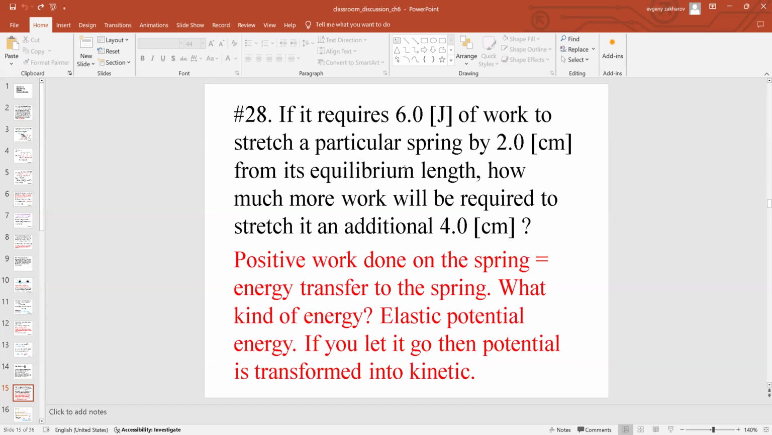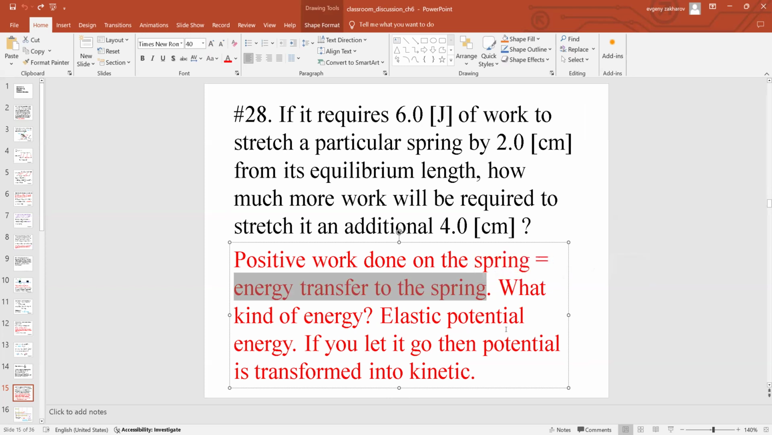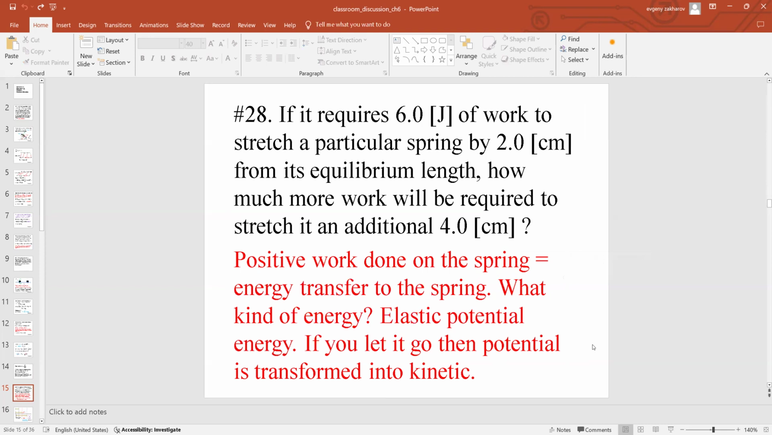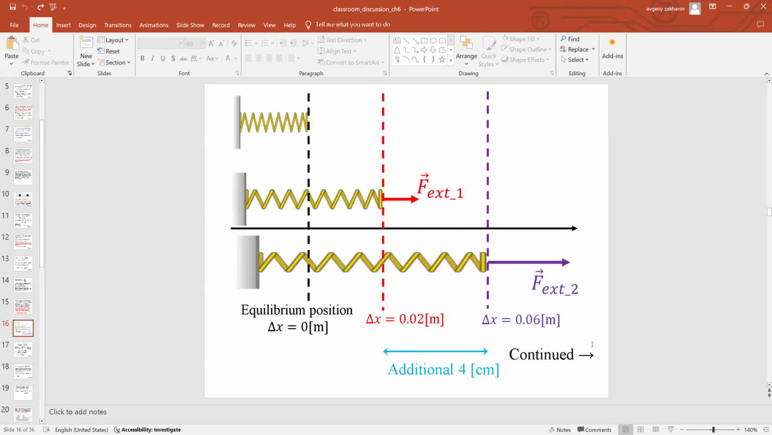It's positive work. What's so special about positive work? It means that there's an energy transfer to the spring. You do work on the spring. Spring gains elastic potential energy. So we know how to calculate it, 1/2 kx squared. So let's do that.